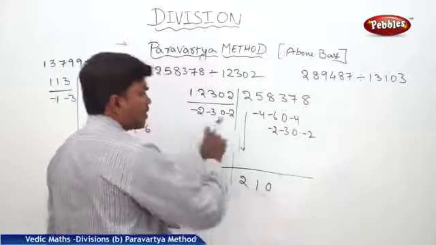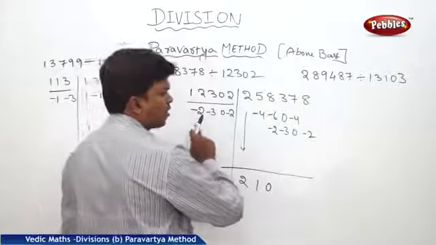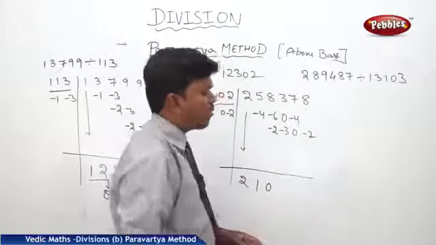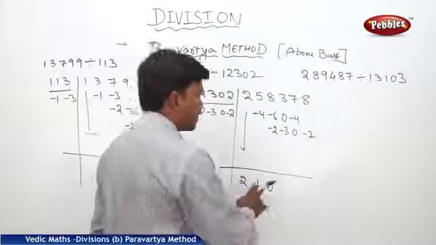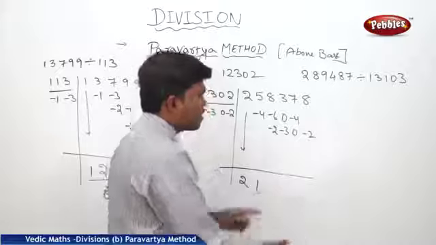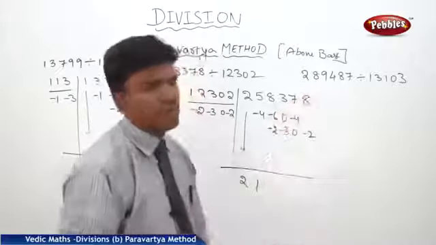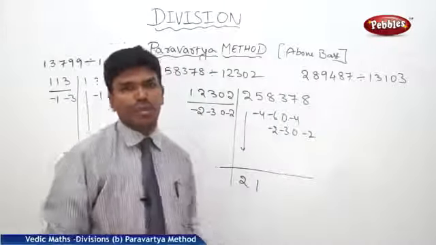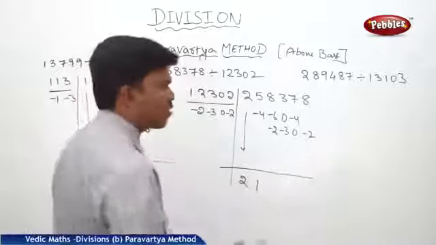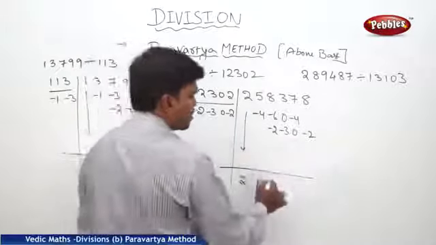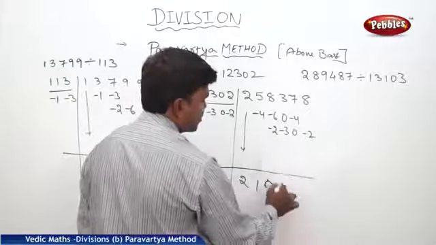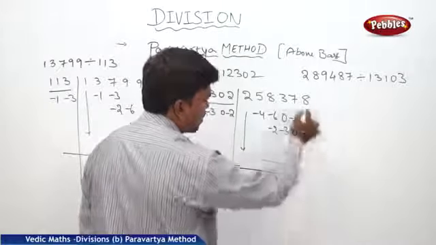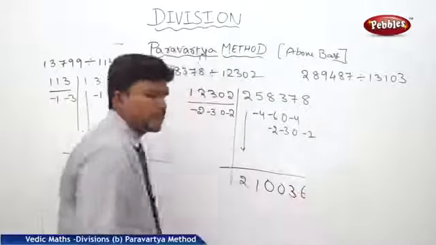Now 0 should be multiplied with the complements again, but no need. Why? Because you need to remember one thing here. Since the last digit is also covered in the dividend, you need to stop there only. Now solve the remaining columns. 8 minus 8 is 0. 3 minus 3 is 0. 7 minus 4 is 3. 8 minus 2 is 6.